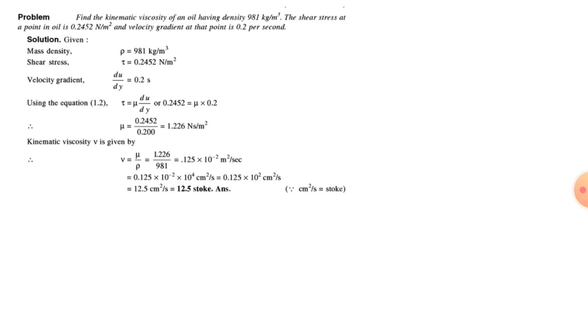The kinematic viscosity nu is equal to mu divided by rho. So nu is equal to 1.226 divided by density 981, which is equal to 0.125 into 10 to the power minus 2 meter square per second. So therefore 0.125 into 10 to the power minus 2 into 10 to the power 4 centimeter square per second is equal to 0.125 into 10 to the power 2 centimeter square per second. 1 centimeter square per second is equal to 1 stoke. The answer is 12.5 stoke.